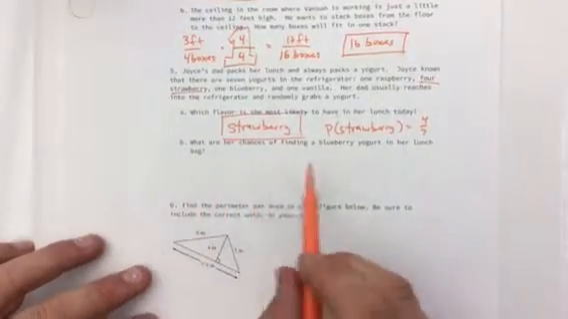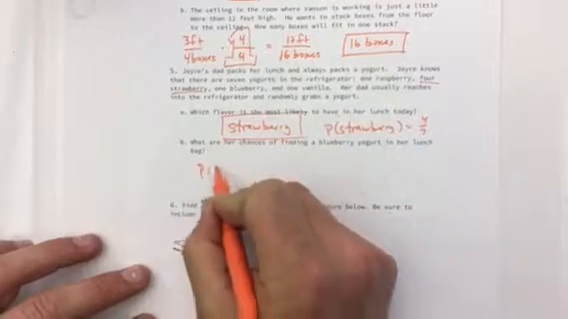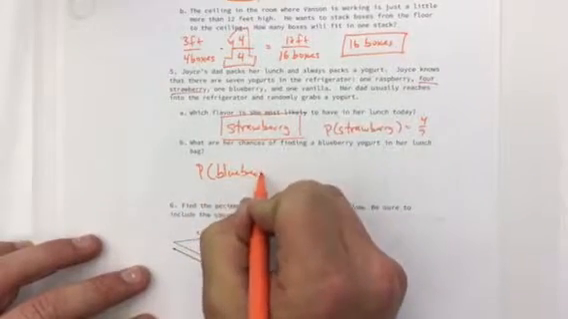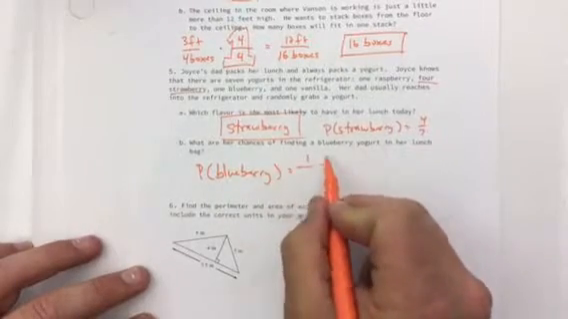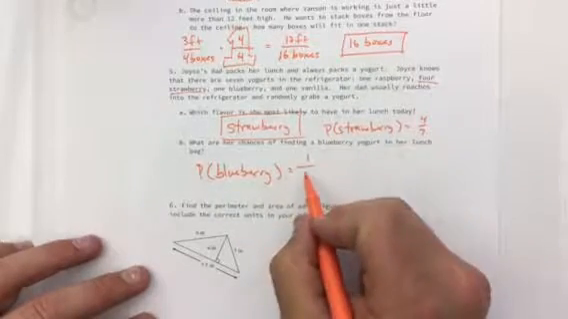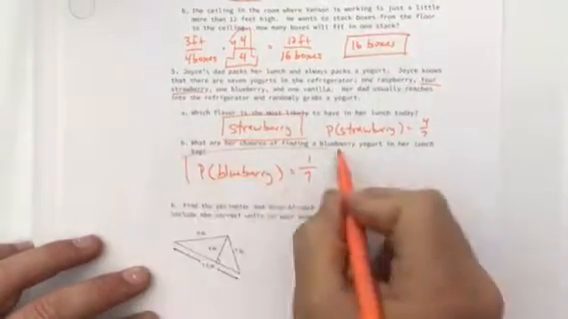B, what are her chances of finding a blueberry yogurt in her lunch? Chances of finding is another way of saying what is the probability of blueberry? Well, that is desired outcome 1, because there's 1 blueberry yogurt, and 7 total outcomes, 7 yogurts total. So probability of blueberry is 1/7.